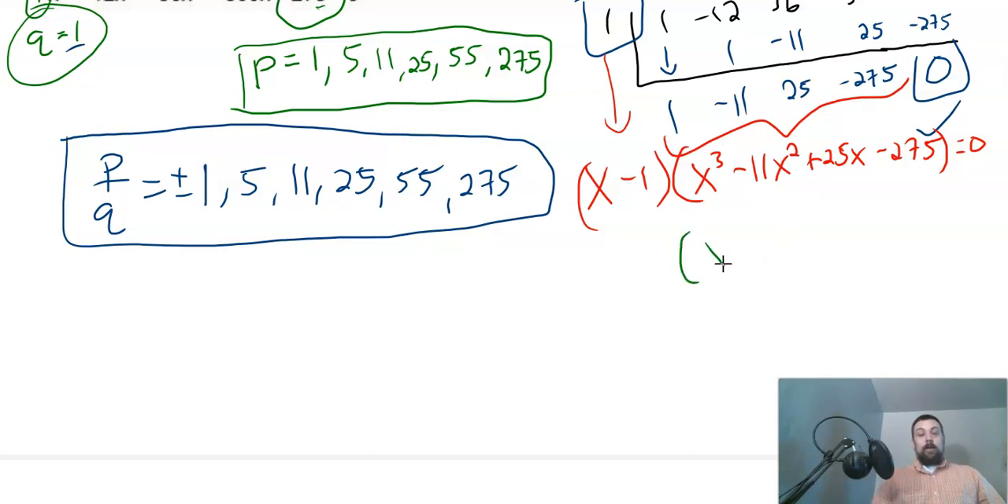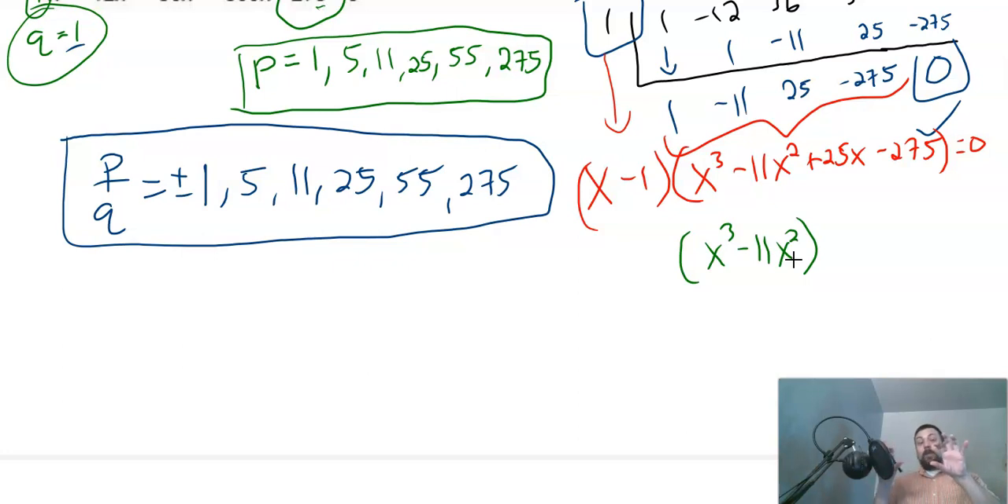So again, this doesn't always work. You'll know it's working if after you group them and you factor out the common factor, you have the same thing left over in both parentheses, then it's working. Factor by grouping works, and you can finish factoring.